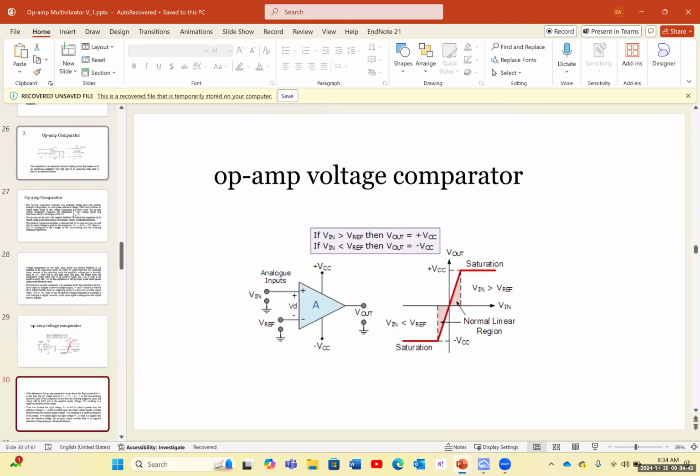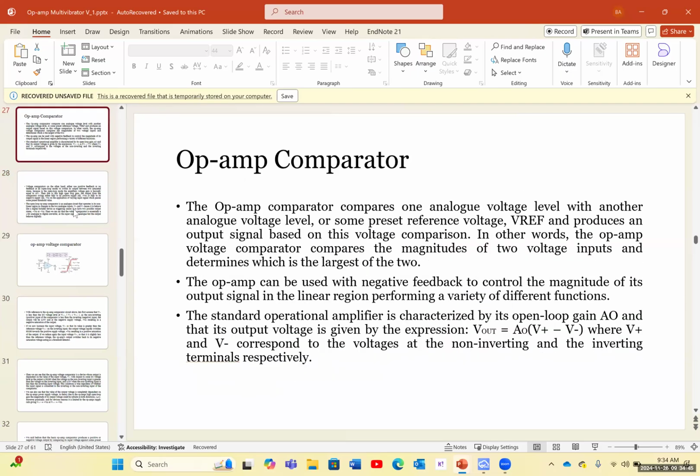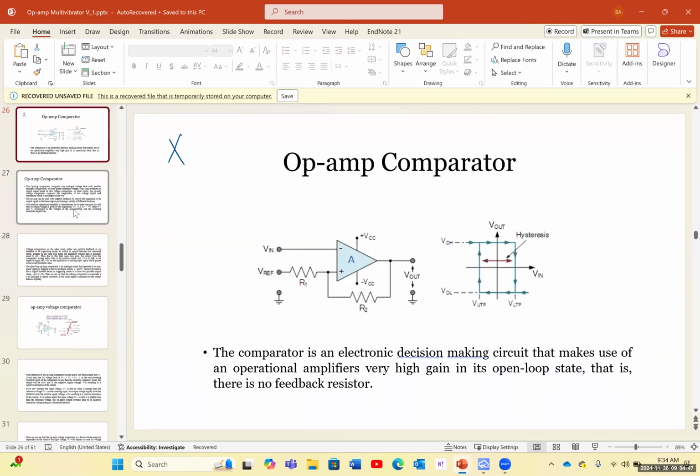Today, we will start with op-amp comparators, and I will explain a little bit about them. What are the functions? You're already familiar with op-amp comparators, I've just added more explanation here. So what is an op-amp comparator? It's an electronic decision-making tool. It has two inputs and compares them.